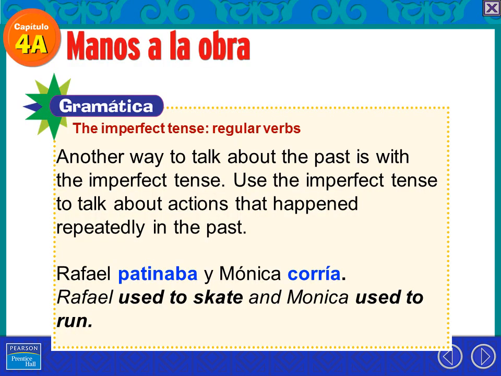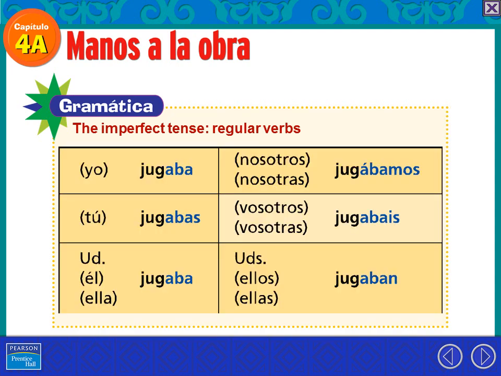So here we go. The imperfect tense is an additional way to talk about the past. We've already done the preterite, and next chapter we're going to talk about the difference between them. But just know that this is another way, and it typically means "used to." So Rafael patinaba y Mónica corría. He used to skate and Mónica used to run.